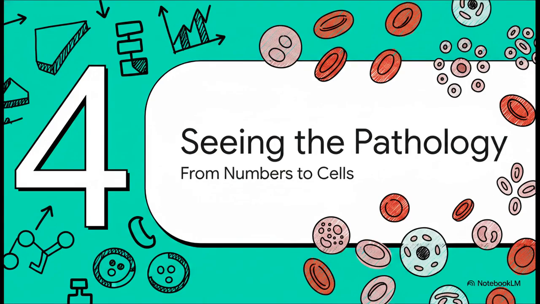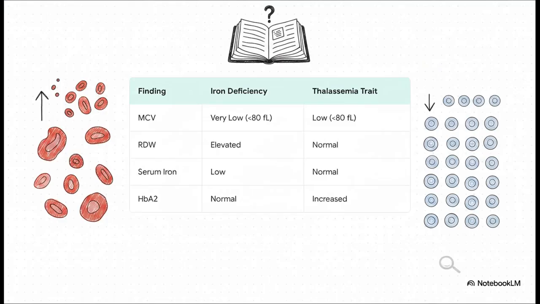Okay, we've gone through the flowcharts and the logic. But now, let's connect those numbers to what you'd actually see under a microscope. This is where it all starts to click. A classic exam question is telling the difference between iron deficiency anemia and beta thalassemia trait. They're both microcytic, so how do you separate them? This table gives you the clues.